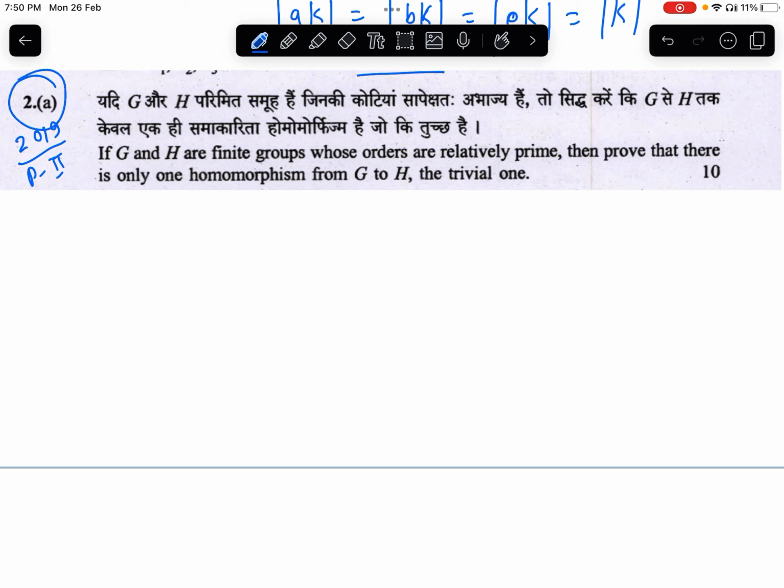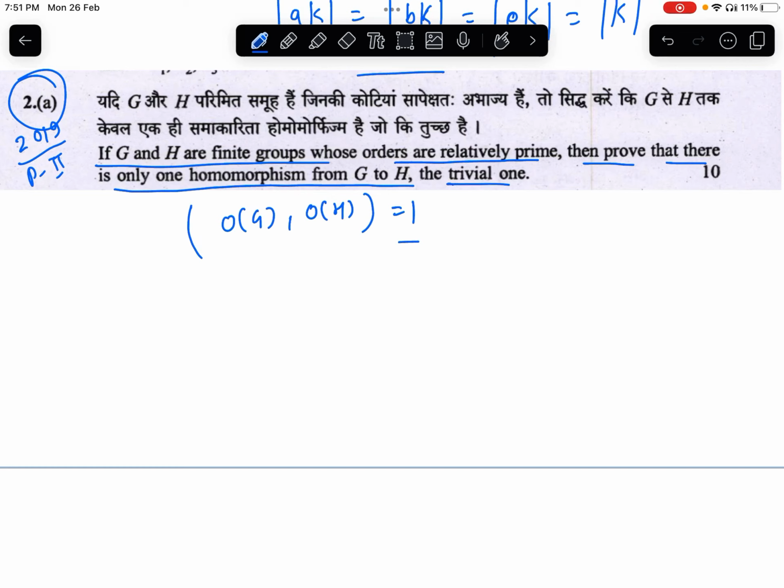It says that if G and H are two finite groups whose orders are relatively prime, it means the GCD of the order of G and the order of H is equal to 1. Relatively prime means its GCD is equal to 1. Prove that there is only one homomorphism from G to H, that is a trivial one.